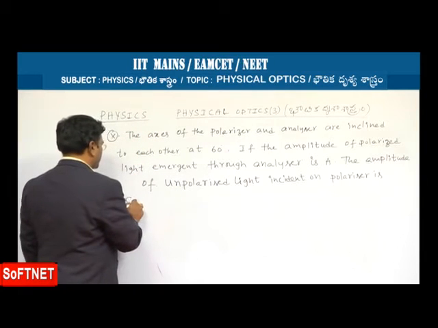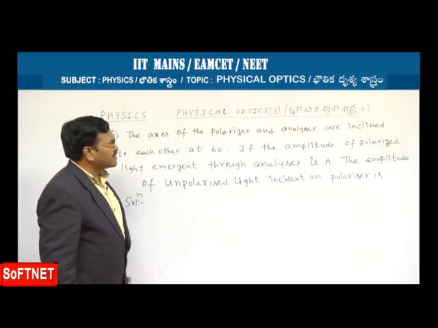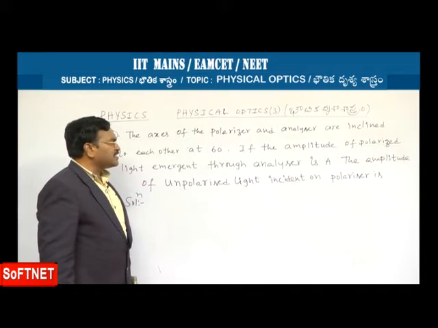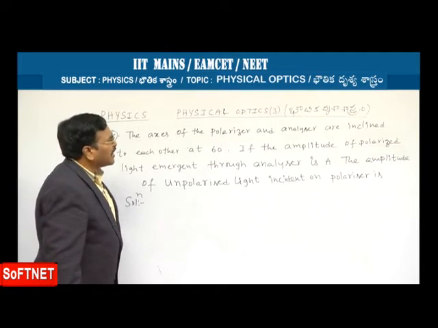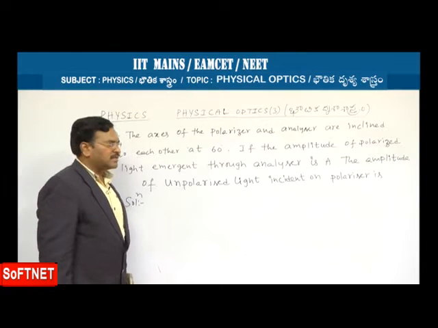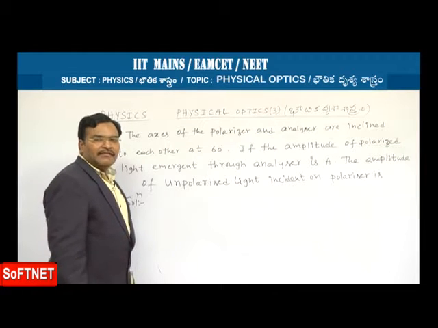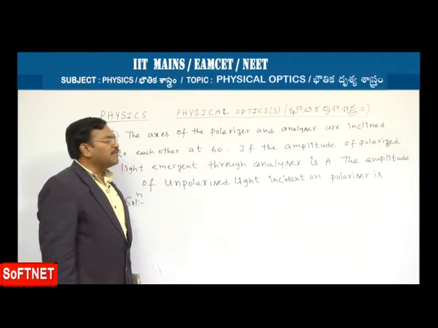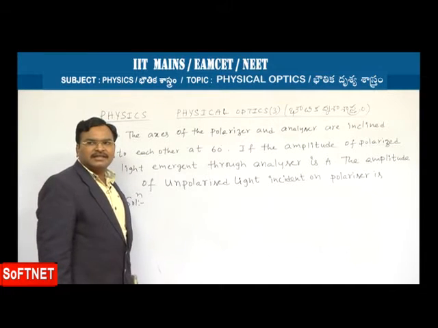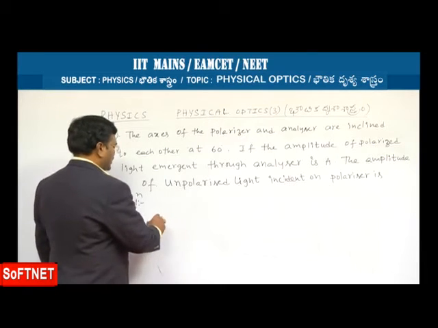First you understand the question. Axes of the polarizer and analyzer are inclined to each other at 60 degrees. You know what a polarizer means? Both are crystals only, tourmaline crystals. If unpolarized light is incident on the crystal, that is called the polarizer. If polarized light is incident on the crystal, that is called the analyzer.